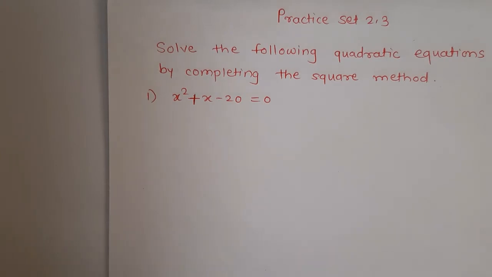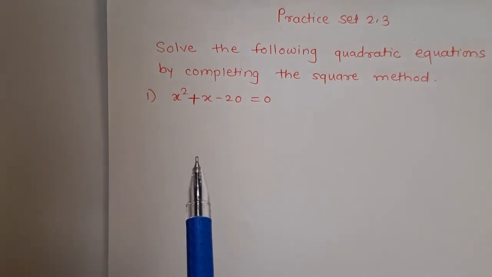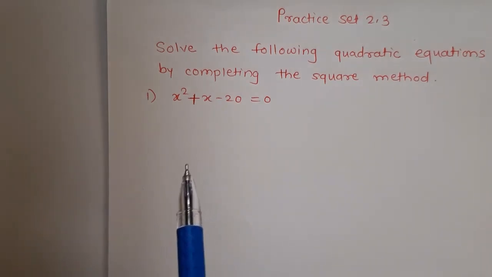See the example from the practice set 2.3. Solve the following quadratic equation by the completing the square method. The example given is x square plus x minus 20 equals to 0. Now here we have to use the completing square method. That means we have to find the third term which is a perfect square. Now if you observe in the example, minus 20 is not a perfect square.